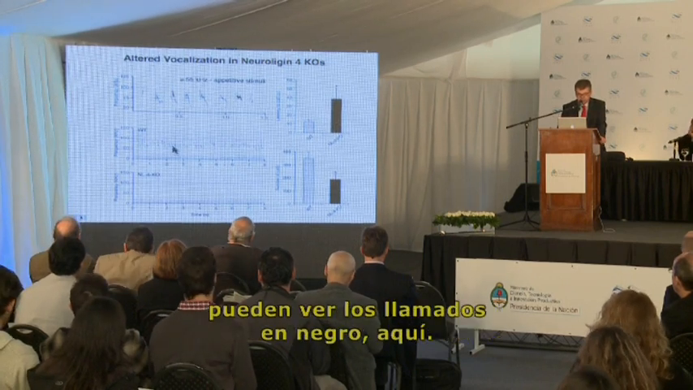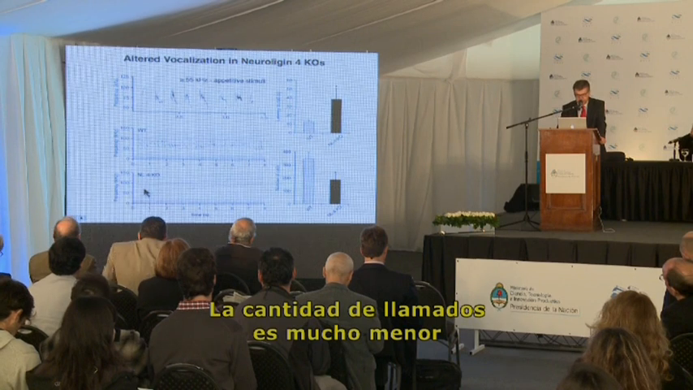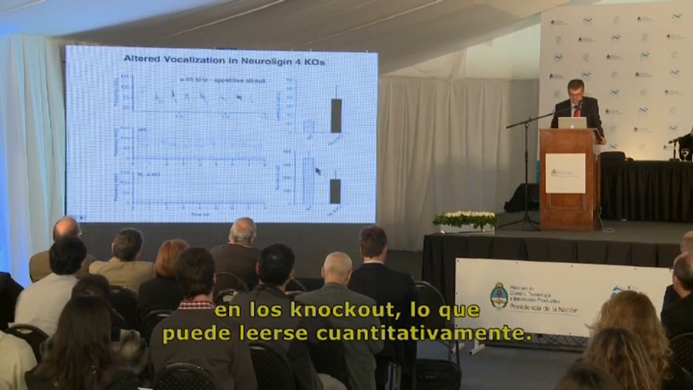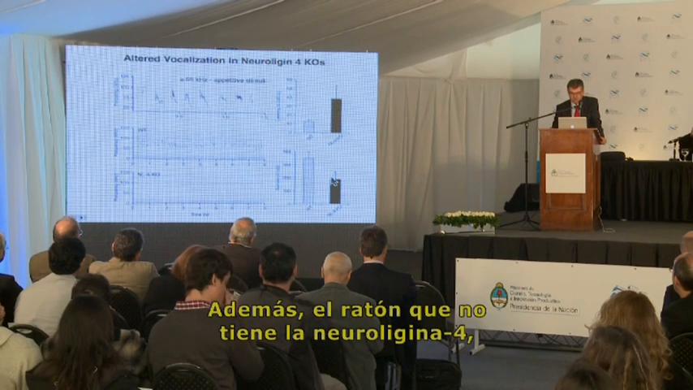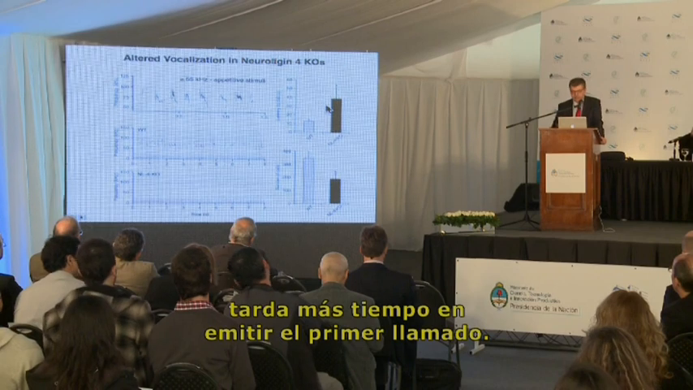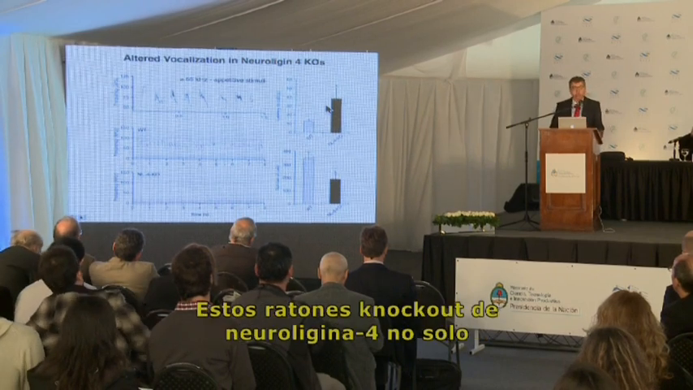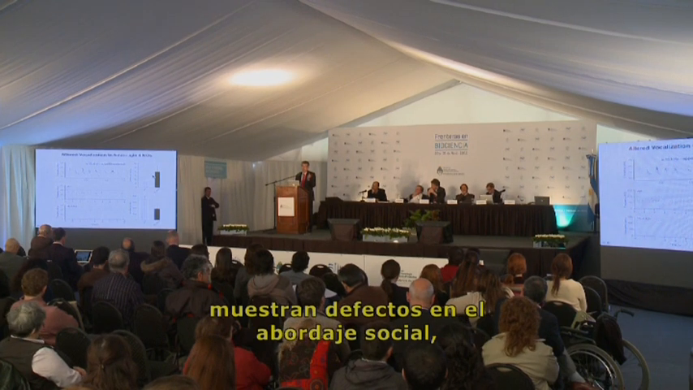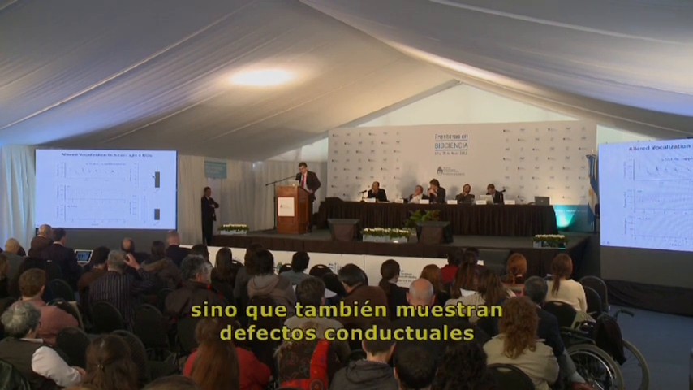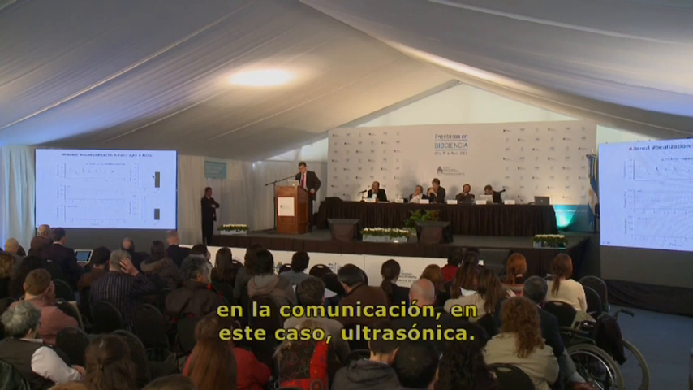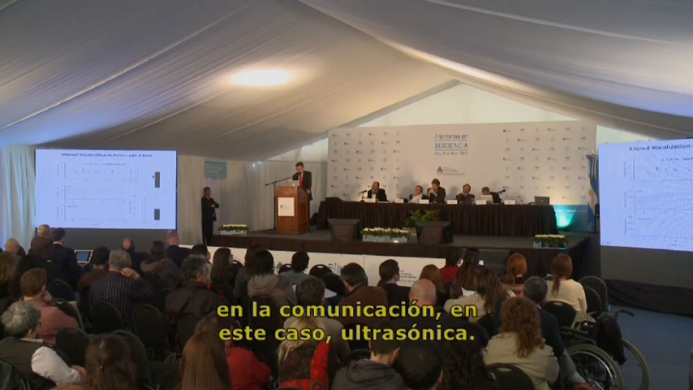You see here the calls in black. You see many fewer calls in the knockout, which can be read out quantitatively, and also the male mice lacking Neuroligin 4 take longer to start emitting the first call. So not only do these Neuroligin 4 knockout mice show behavioral defects in social approach, they also show behavioral defects in communication, in this case in ultrasonic communication.